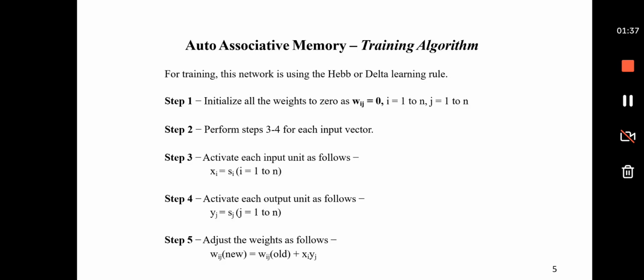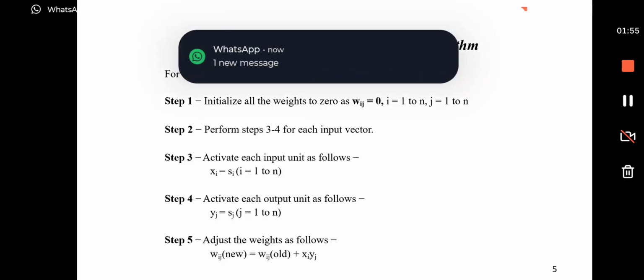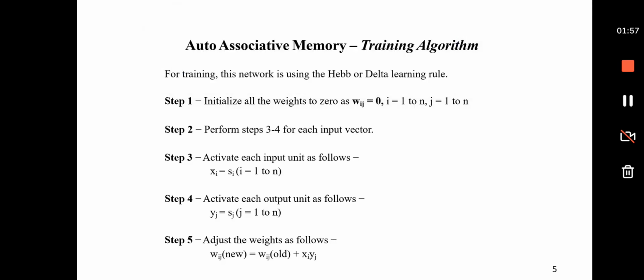For training auto-associative memory, use the Hebbian or delta learning rules. First, all weights are initialized to 0. Then for each input vector, the input and output units are activated. Finally, the weights are updated using the product of input and output values.